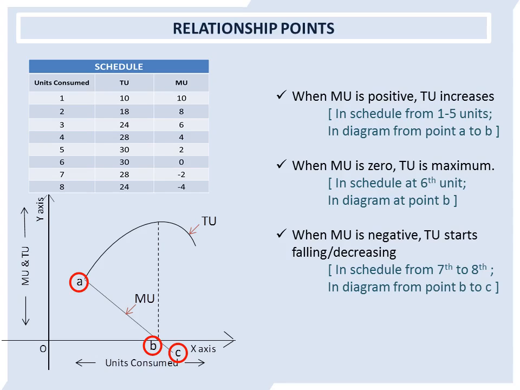The final point here is when MU is negative, TU starts falling or decreasing. Again get back to the schedule, units 7 and 8, and in the diagram from point B to C. This is how you are going to write down the relationship points by maintaining the brackets side by side.